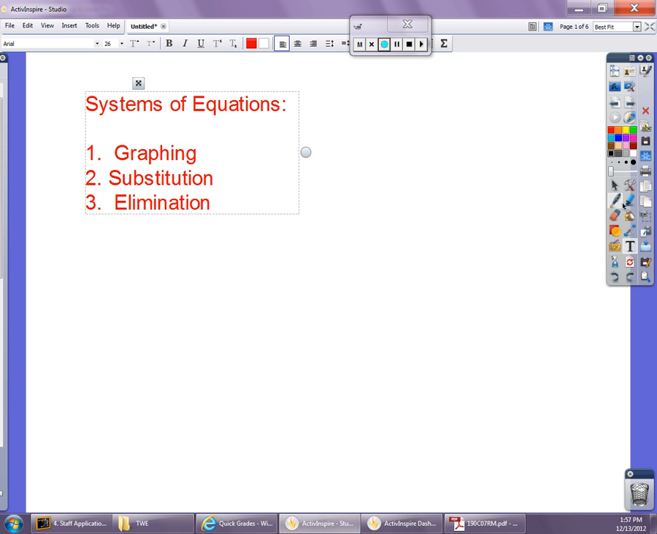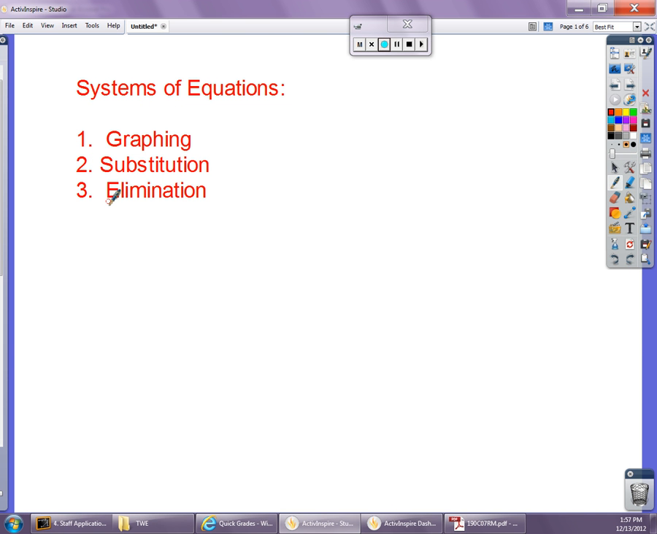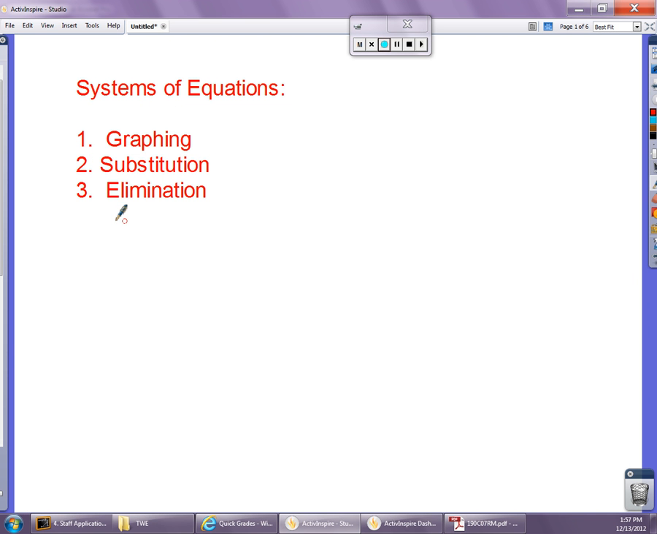So today, what I want you to do is take notes on the third way to solve systems of equations, which is elimination. We've done graphing in class, we've done substitution, and the last thing we're going to do is this method. Elimination is exactly what it sounds like. You're going to basically eliminate either the x or the y. Let me show you how.